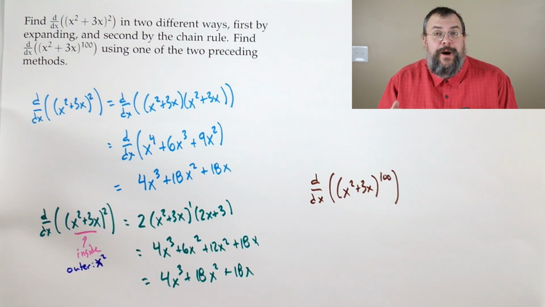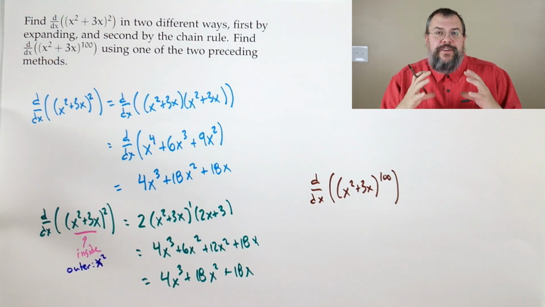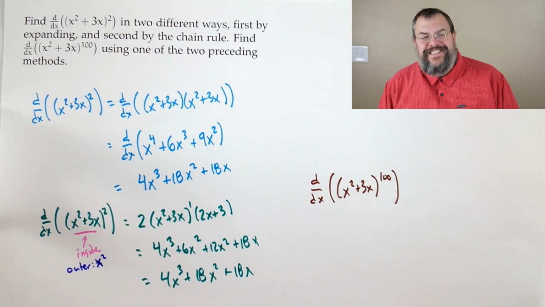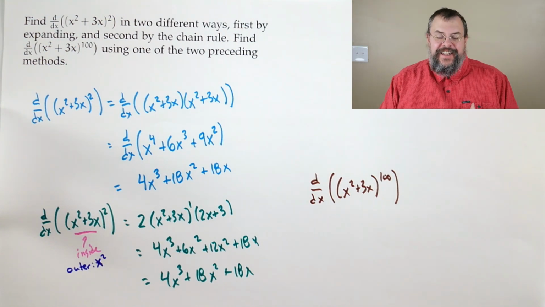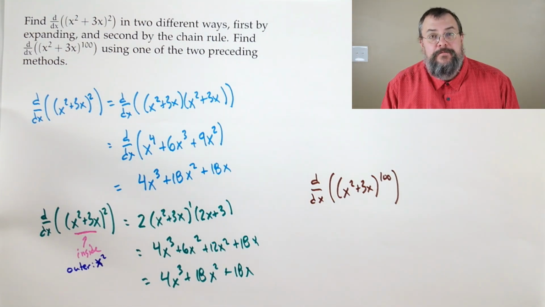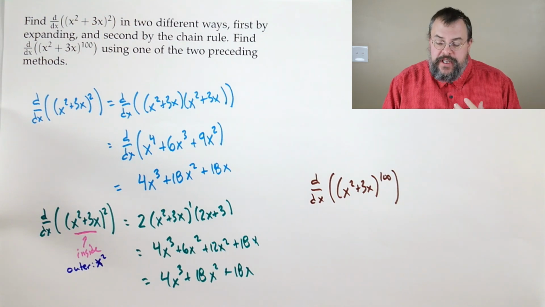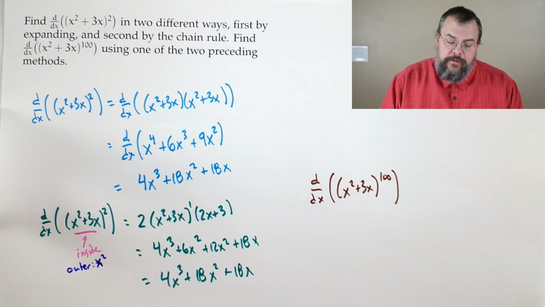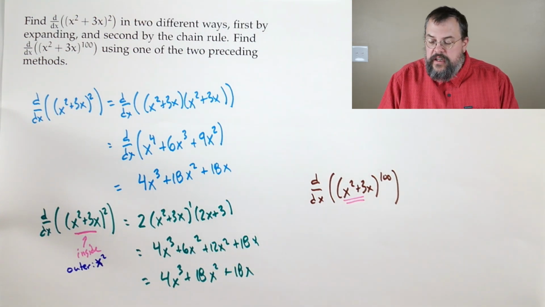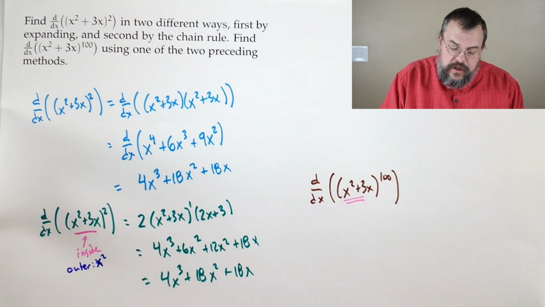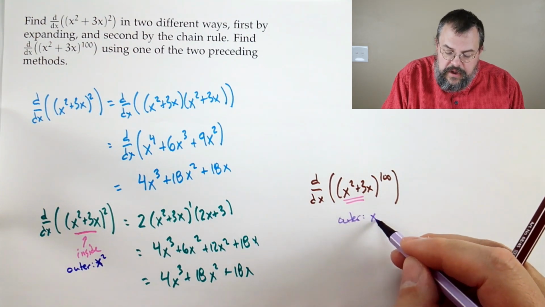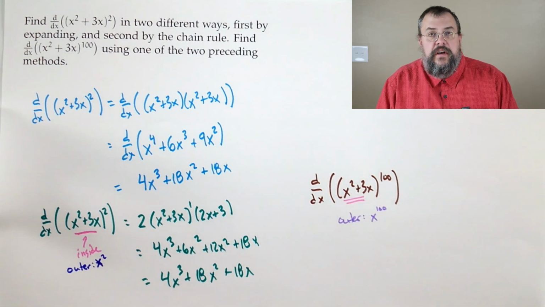I think the chain rule is the better option, because maybe you can do (x squared plus 3x) squared, but (x squared plus 3x) to the 100 would be so gigantic, and the numbers involved would take forever. But if we see what's going on, this is not so bad. We have our inside function, that's our x squared plus 3x. And then our outer function would be something to the 100. So, x to the 100.